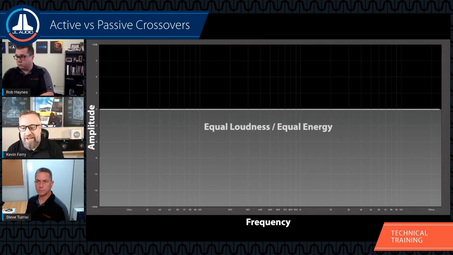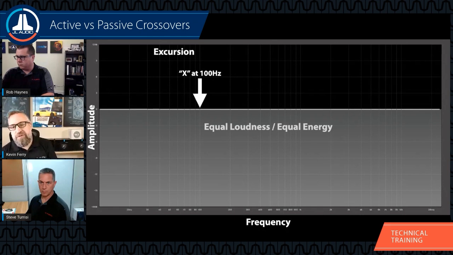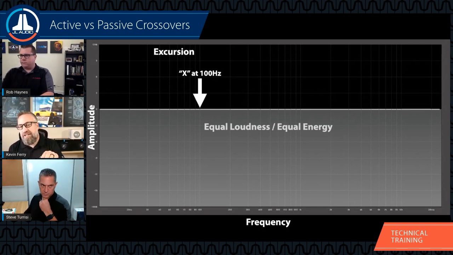Now, we want to look at what is needed if we're going to make some changes here, specifically with excursion. If we have a certain amount of excursion at 100 hertz, let's say it takes 1/4 inch of excursion at 100 hertz to keep this amplitude up. Okay, so we're at 1/4 inch of excursion at 100 hertz for that amplitude. If we go down 1 octave to 50 hertz, it actually takes 4 times the amount of excursion to keep that same equal energy as it did at 100 hertz. So that 1/4 inch of excursion now turns into needing 1 inch of excursion to maintain that equal energy and that equal loudness.